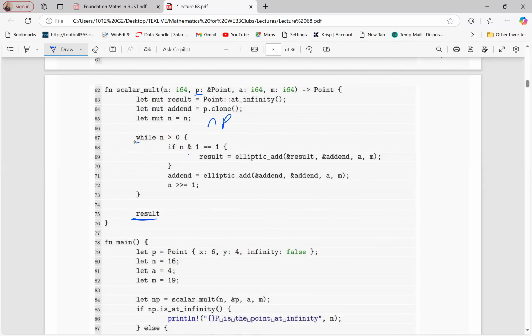So if n and 1 equals 1, again you enter the loop. So what do you do here? The result becomes, you add. This is elliptic add. This is a function we mentioned above. So it goes there and borrows the result. So the result comes from there. This function is above, elliptic add.